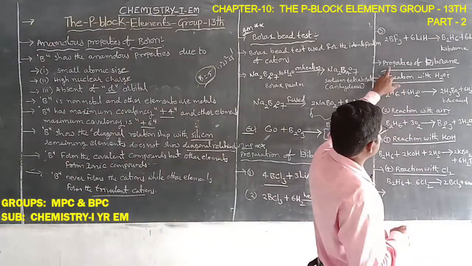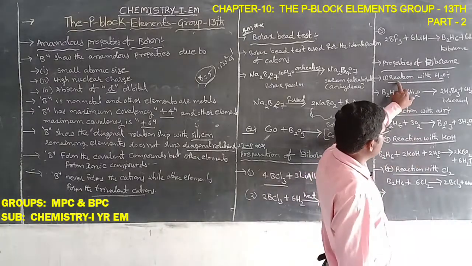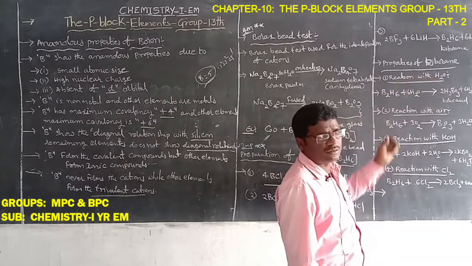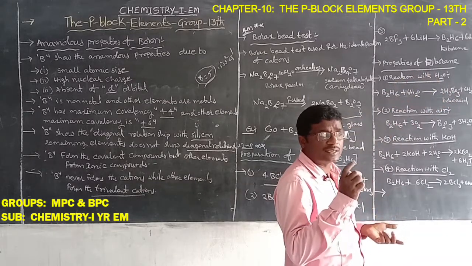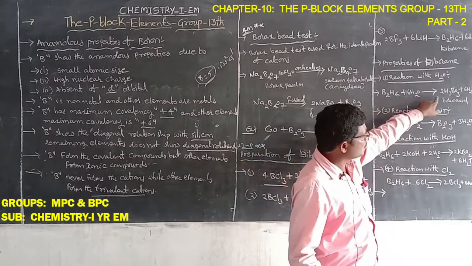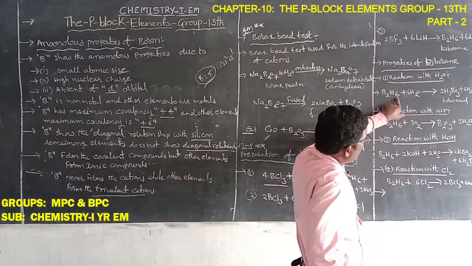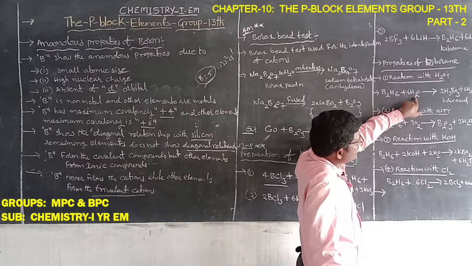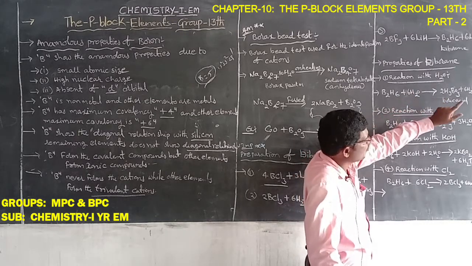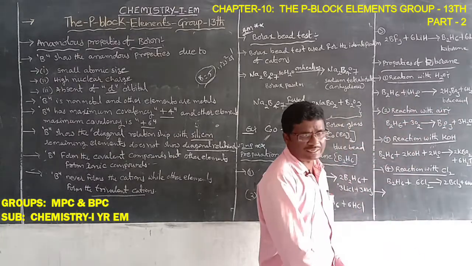And the second one is the properties of diborane. First one, reaction with water, H2O. Diborane undergoes hydrolysis, dissolving in water to form boric acid. Hydrolysis with 6 moles of water forms 2 moles of boric acid, and hydrogen gas is released. That is the reaction with the water molecule.